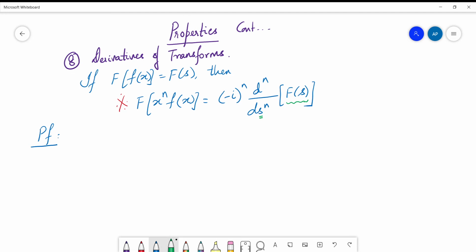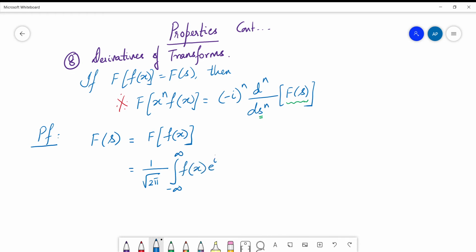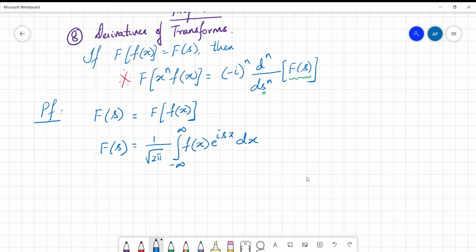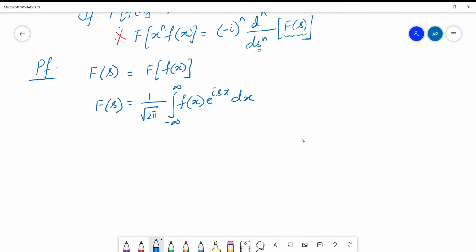So let's begin by starting with what F of s means. What is F of s by our definition? It is nothing but the Fourier transform of f of x. Let us write it down: 1 by root 2 pi integral minus to plus infinity f of x e to the power isx dx. So that's the definition that we have written and F of s is therefore declared. Now what should I do according to the result that I want? I need to differentiate it with respect to s n times. So let us do that on both sides.